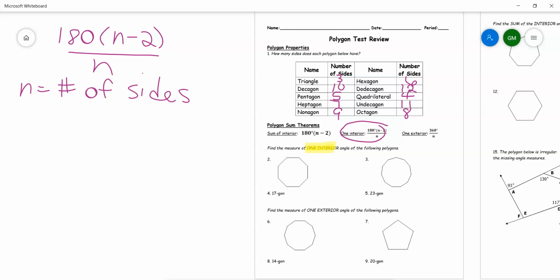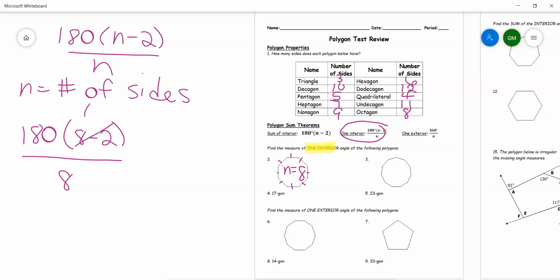So let's go ahead and do that. Number 2, we have an octagon, 1, 2, 3, 4, 5, 6, 7, 8. So on this one, n equals 8. If n equals 8, we're going to have 180 times 8 minus 2, all divided by 8.